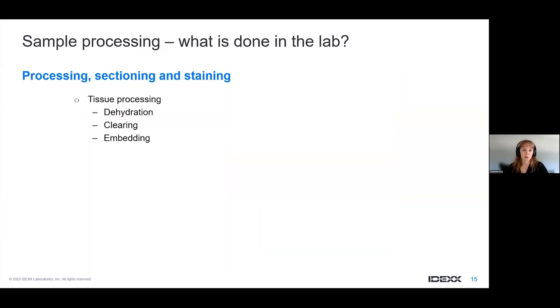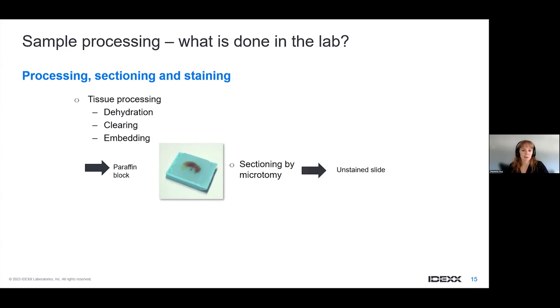I'm just going to give you a very quick overview of what is happening in the lab so that you have an idea. The first thing that happens after we've sampled the sections in the lab is the tissue processing, which goes through several steps: dehydration, clearing, and embedding. That generates the paraffin block, which you probably have seen before. And then this paraffin block gets sectioned on microtomy and reveals an unstained slide.